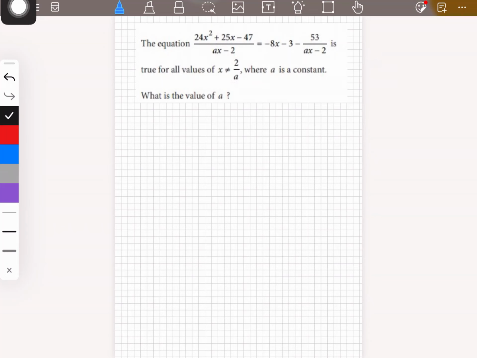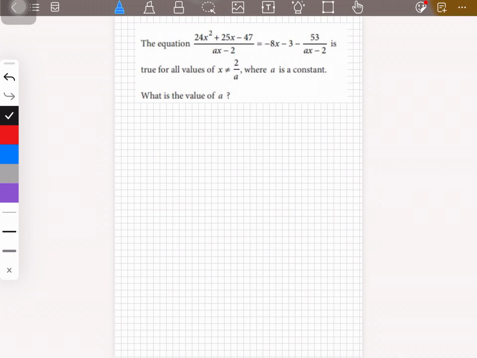Hello everyone, so today we will be solving this question. This is also from one of the SAT practice tests. So if you look at the question, it is the equation (24x squared plus 25x minus 47) over (ax minus 2) is equal to minus 8x minus 3 minus 53 over (ax minus 2).